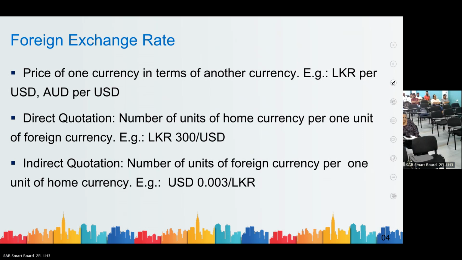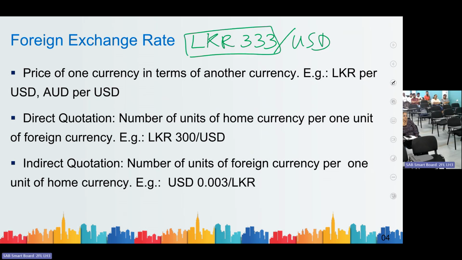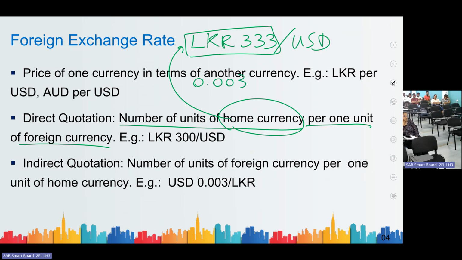If we say one USD equals 3,333 LKR, this is the direct quotation: the number of units of home currency, that is LKR, per one unit of foreign currency. The same thing can be written as 0.003 USD per LKR. These two exchange rates give the same information.